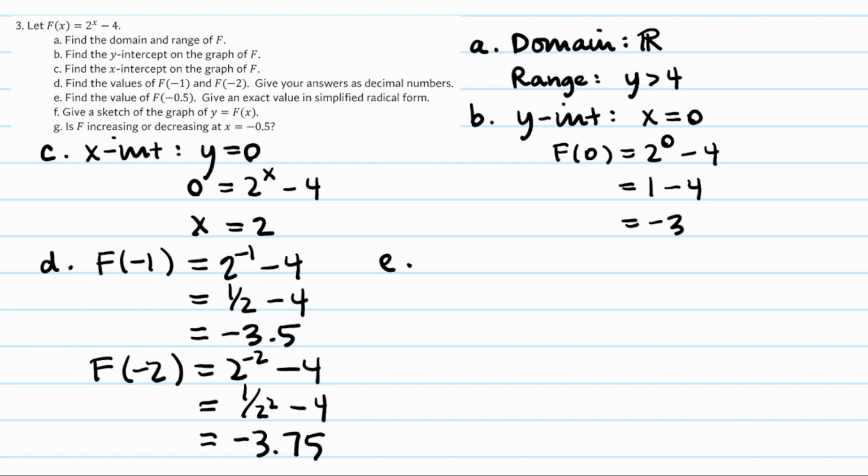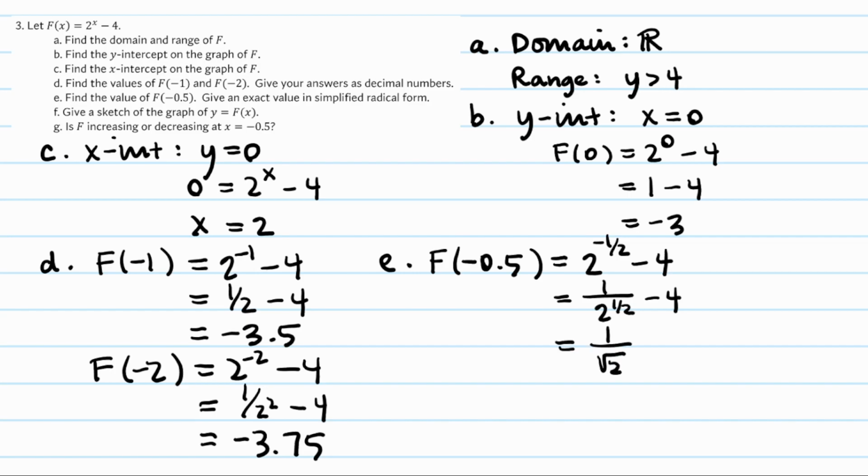And then E, okay, I think I should be able to maybe fit this in. Let's see, I might have to zoom out a little bit. For E, find the value of f of negative 0.5 in simplified radical form. All right, so 2 to the negative 1/2, or maybe I'll write it like that. Let's see if I can jog your memory a little bit. Okay, so that's 1 over 2 to the 1/2 power minus 4. And that's going to be 1 over the square root of 2 minus 4.